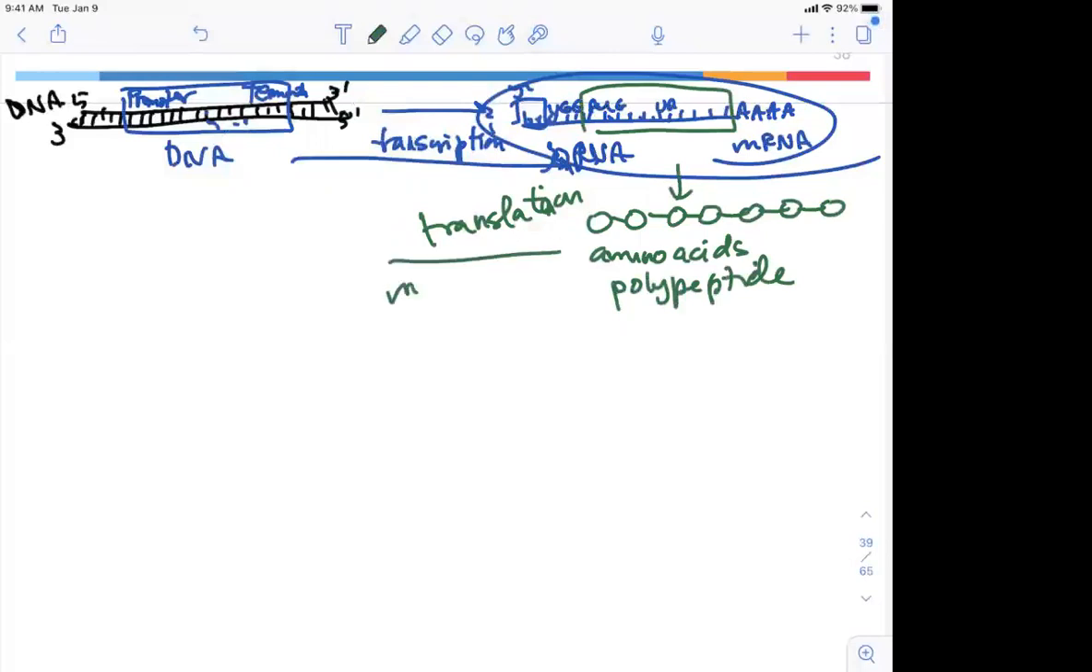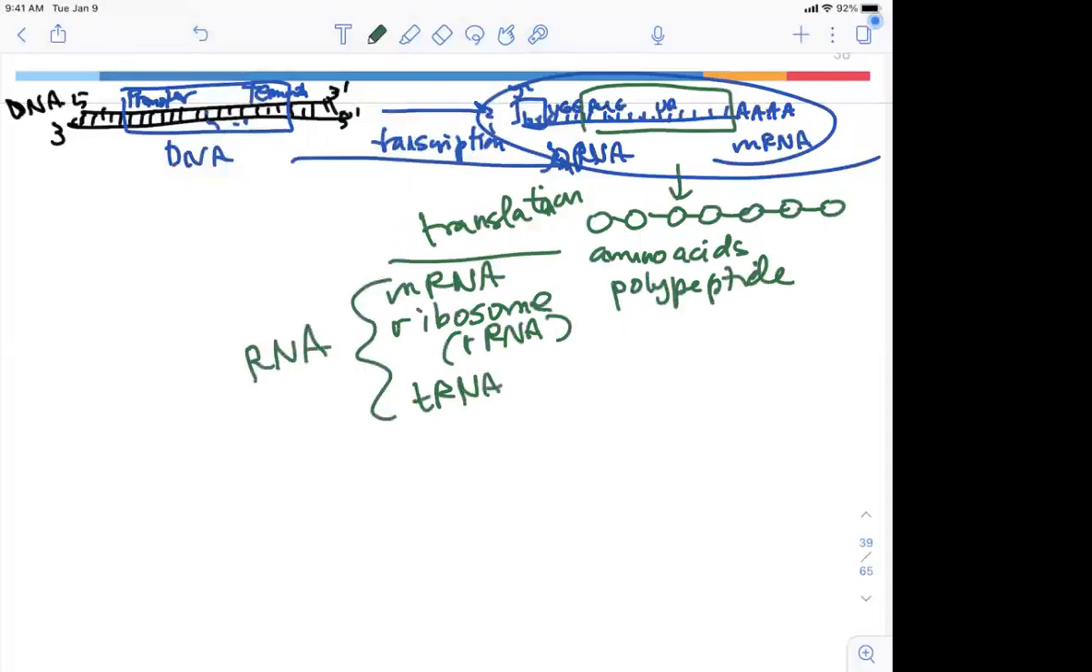need mRNA. And it needs your ribosomes, which happen to include rRNA. You can think of them as being rRNA. And then a transfer RNA molecule. All types of RNA, single-stranded, uracil, no thymine. And because it's single-stranded, these guys fold into different configurations and have different functions. But together, these guys are going to help make that polypeptide.